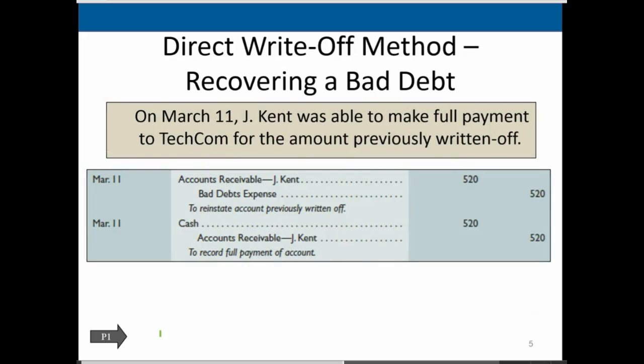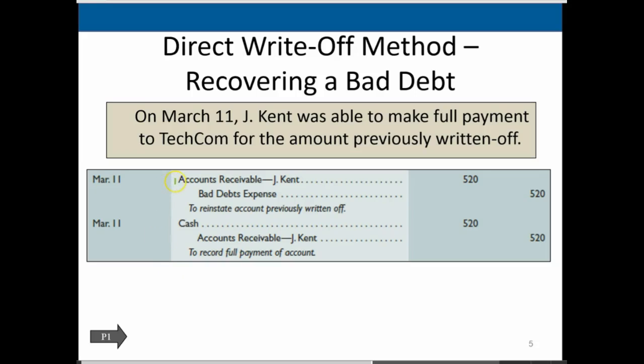Direct write-off method, recovering a bad debt. On March 11th, Kent was able to make full payment of the amount previously written off. Now, this doesn't usually happen, but we need to be aware that it could. If we said this guy disappeared and we're not going to get the money, so we wrote off the bad debt, and then all of a sudden he walks in the door and pays us after we wrote off the bad debt, then we'd have to do two steps to really make our paper trail correct.